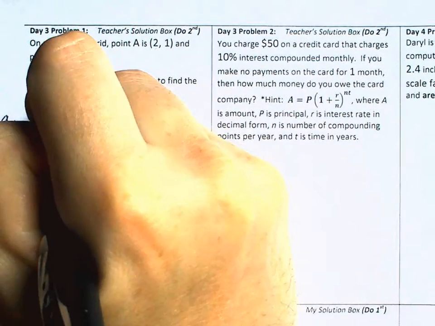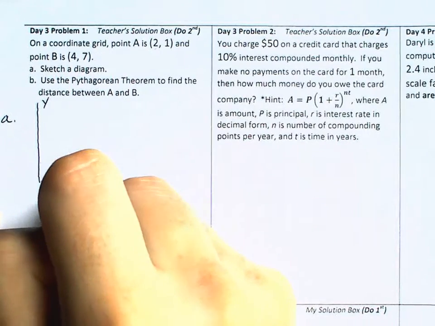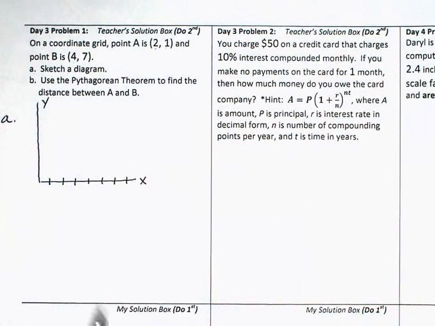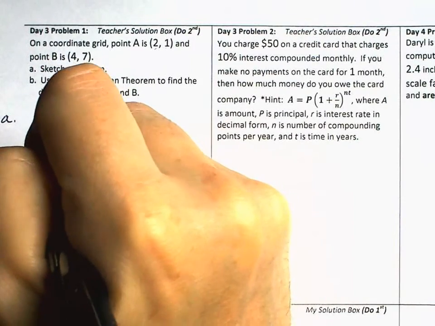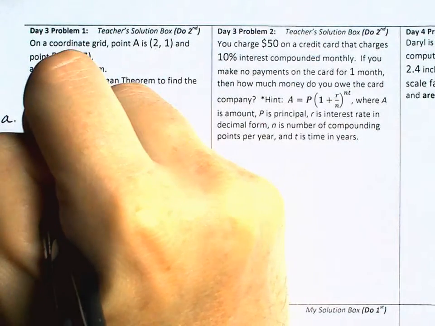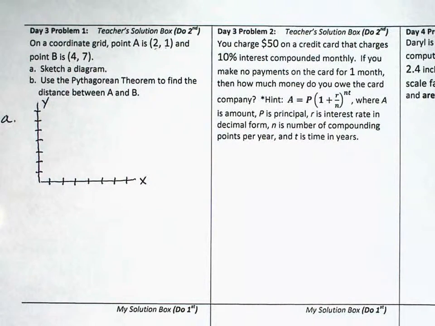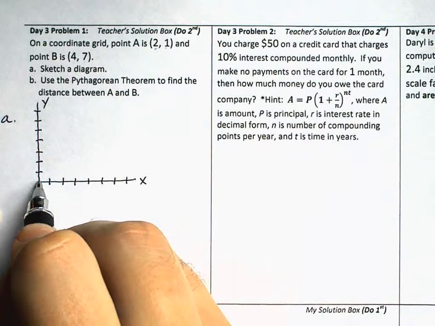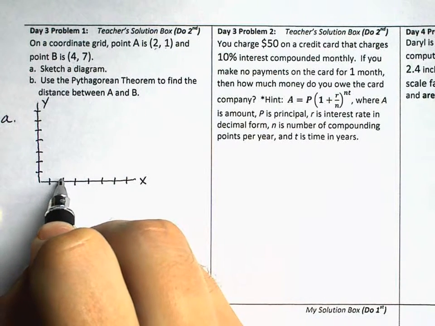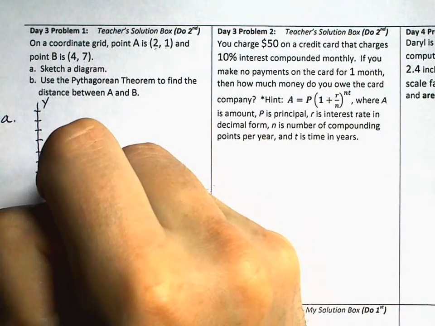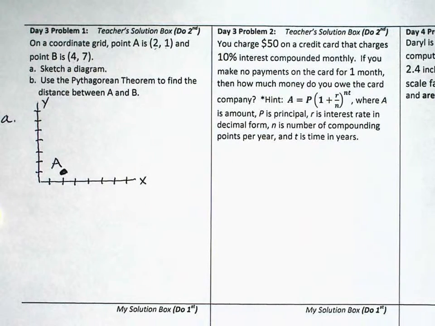Here's the x-axis, here's the y-axis. 1, 2, 3, 4, 5, 6, 7 spots. Point A is at (2, 1). So starting at the origin, right 2, up 1. Here's a dot for point A.